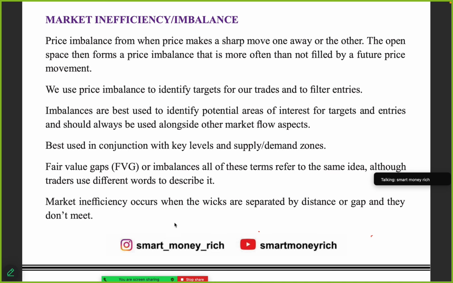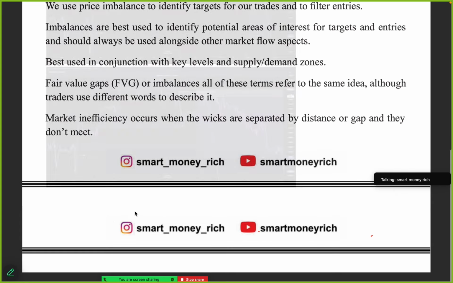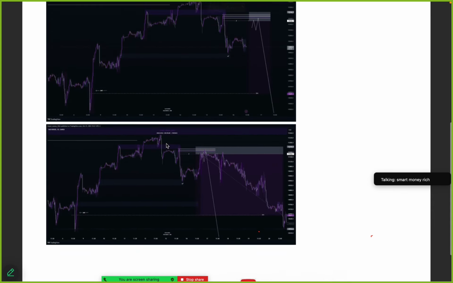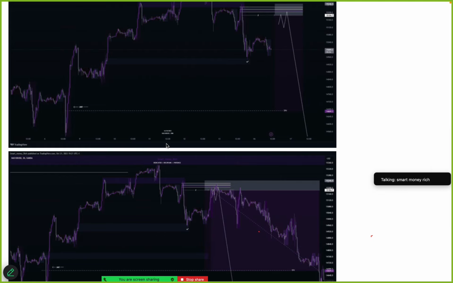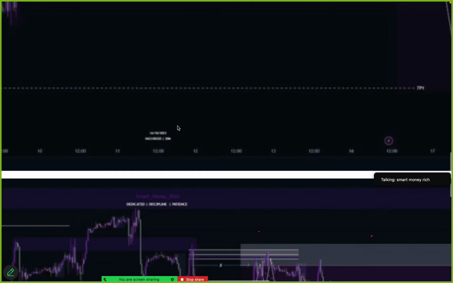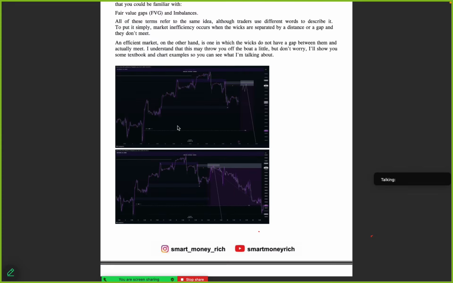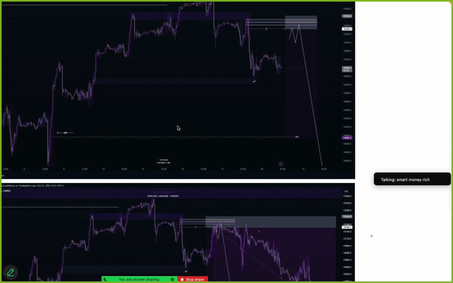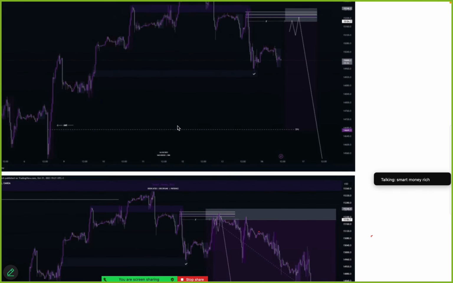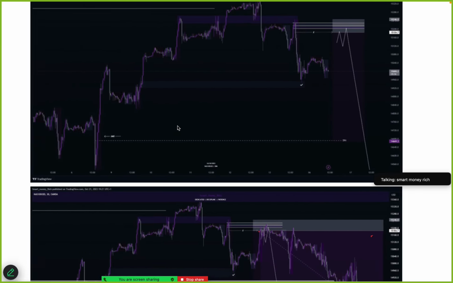So market inefficiency occurs when the wicks are separated by distance or gap and they don't meet. This is the example up here. This is example 1 up here. I want to put it in a way you guys can see. All right, now let's do it this way.